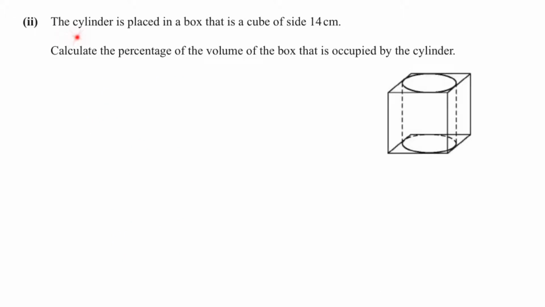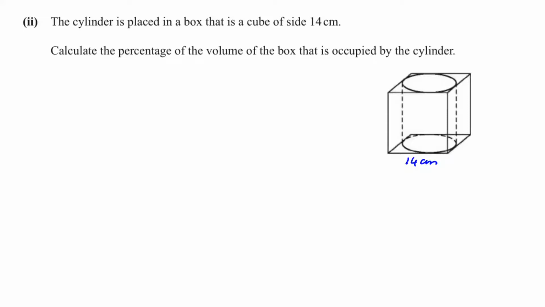In part 2, the cylinder is placed in a box that is a cube of side 14 centimeter. So this is a cube and we are putting the cylinder inside the box. The side is 14 centimeter. We are supposed to find the percentage of the volume of the box that is occupied by the cylinder. To do that, we will first have to find the volume of the cube.